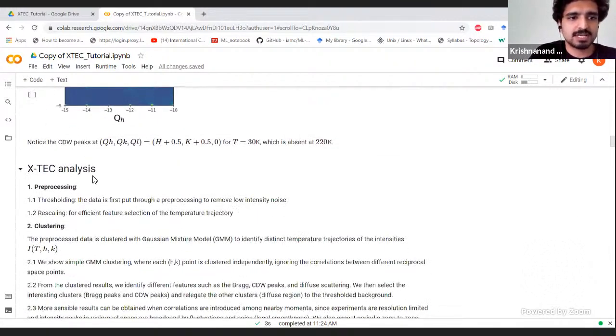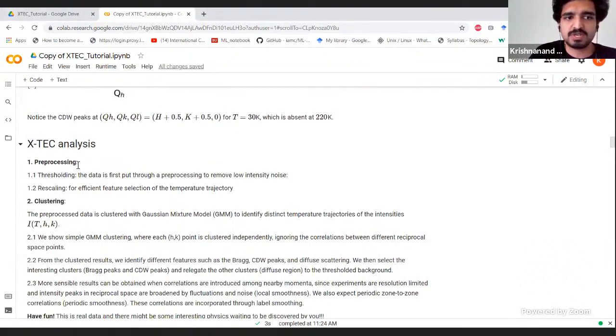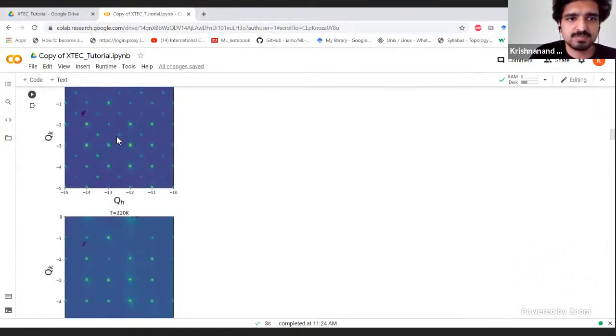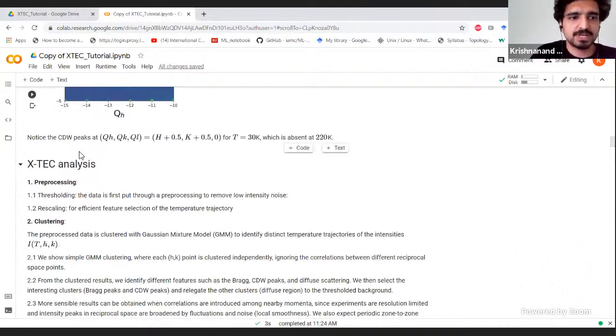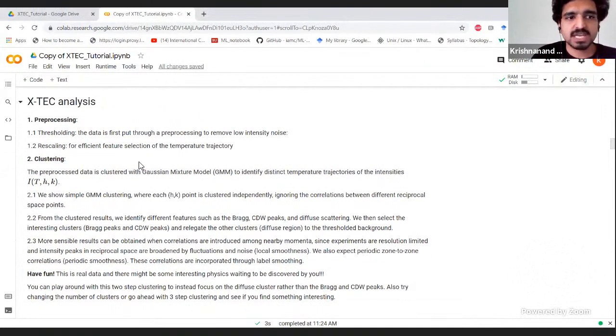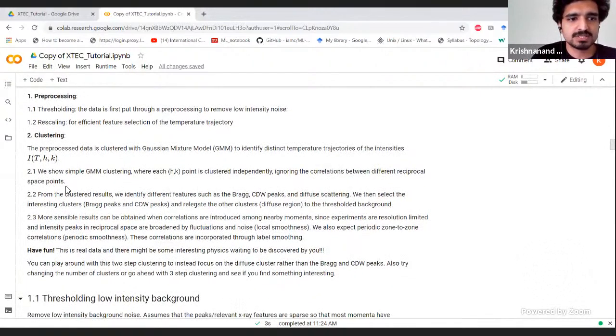So here starts the EXPECT analysis, which has two parts. The first part is pre-processing, which is like dimension reduction. What we do is we find that most of the interesting features are concentrated at these special points, and you don't need a lot of this background intensity, which we can remove. The first step does that. It also rescales the intensity so that we can focus on efficient feature selection of the temperature trajectory. And the second part is the clustering, which is the Gaussian mixture model. This also has two parts, the clustering and label smoothing, and we'll get to that soon.